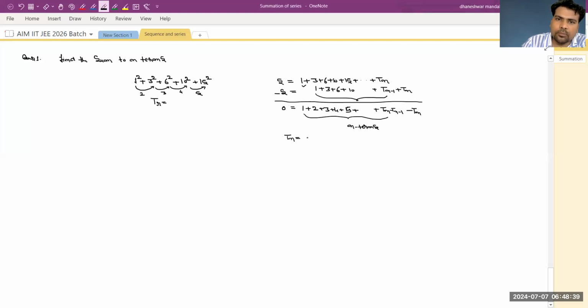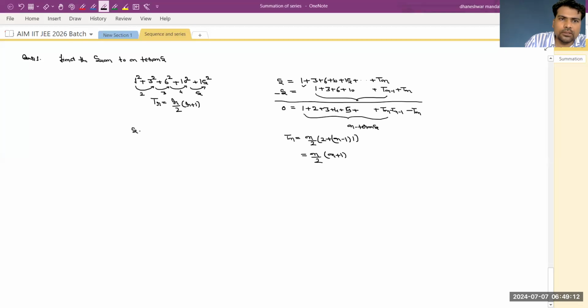So what is the sum of the AP? That is nothing but n by 2 times 2 plus n minus 1 into 1, because the common difference is 1. So from here I can write n plus 1. So from here the value of T of R is R divided by 2 times R plus 1. So if we have T of R, can I calculate the sum of this T of R? It's easy for us.